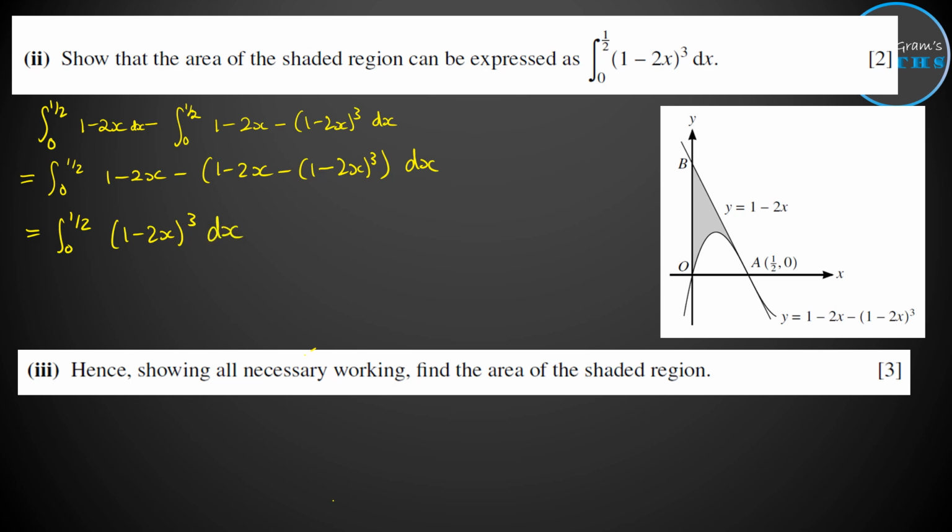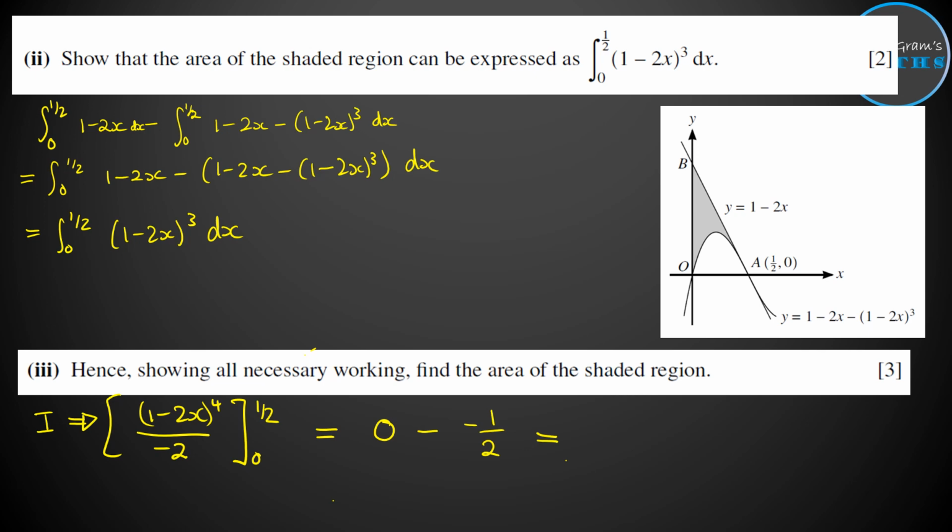So for part 3, we integrate using the reverse chain rule. So the integral becomes 1 minus 2x to the power of 4, and then divide it by -2. And we're going to do that between 0 and a half, which if we put a half into there, we get 0, and take away, if we put a 0 into there, we get minus a half.